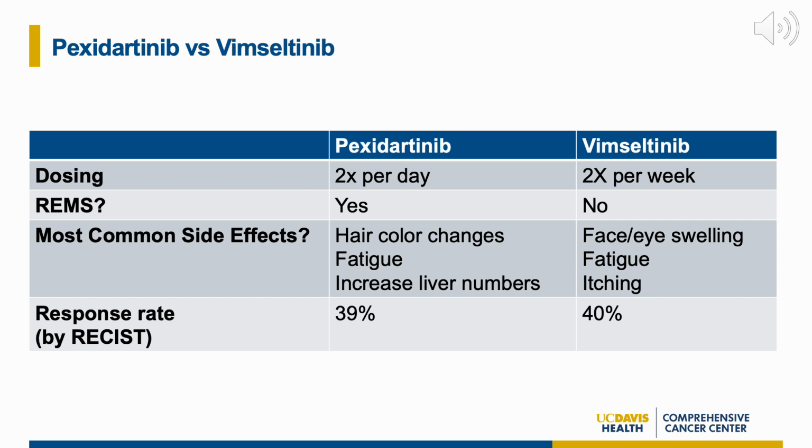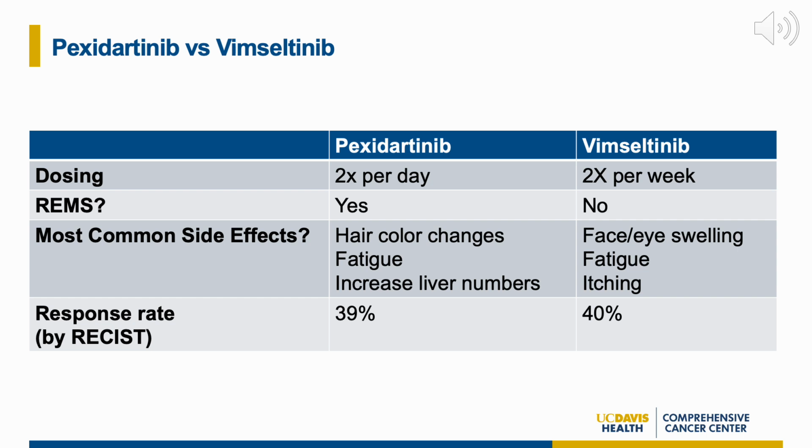So with pexidartinib, the hair color changes are pretty significant, and a lot of people experience that, right? The fatigue and then the increase in the liver numbers were the three most common side effects by percentage. Whereas with vimseltinib, the face and eye swelling was reported by a lot of people. And then the feeling tired, and then itching was reported by a lot of people who took vimseltinib. And then I caution you about the response rate because I shouldn't try to compare them, right? But I do want to make the point that they're similar in terms of their response rates.